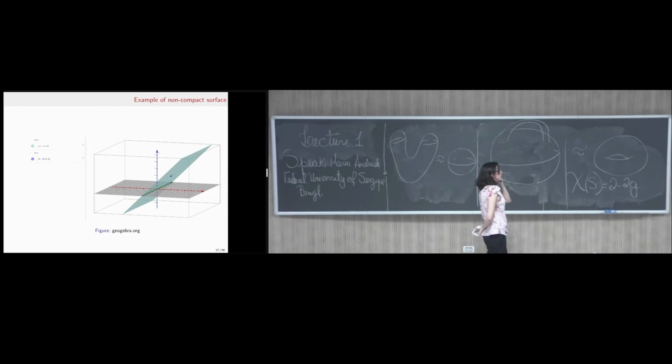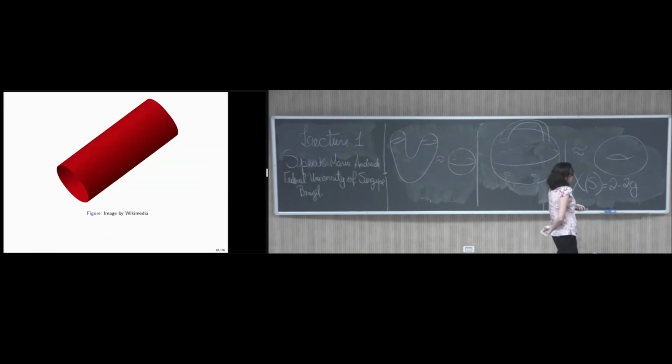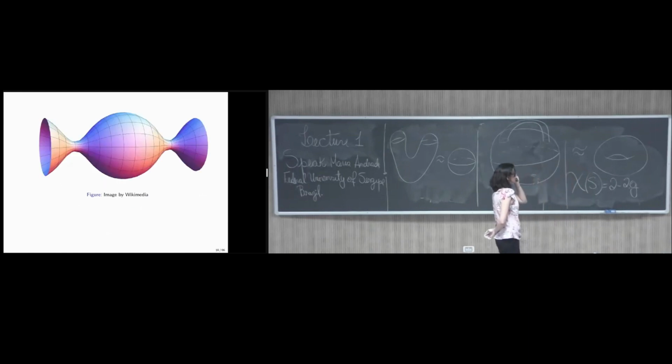So now I give you some examples of non-compact surfaces. The first one is the simplest, that is the plane. And the other example is the cylinder. Yeah, very simple. And you can see this is non-compact, okay? These are surfaces of revolution, okay? Let me show a little about this.